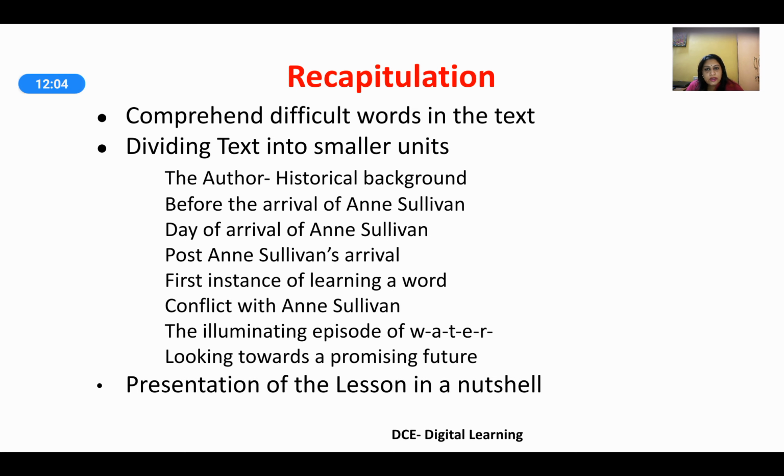The first unit can be the author and the historical background, an introduction to the author and the historical background, and then Helen Keller's life before the arrival of Anne Sullivan, the day of arrival of Anne Sullivan, and post Anne Sullivan's arrival, how Helen Keller's life changed dramatically for the better. Her first instance of learning a word, her conflict with Anne Sullivan, the illuminating episode of water, and how she started looking towards a promising future, and the entire lesson in a nutshell.